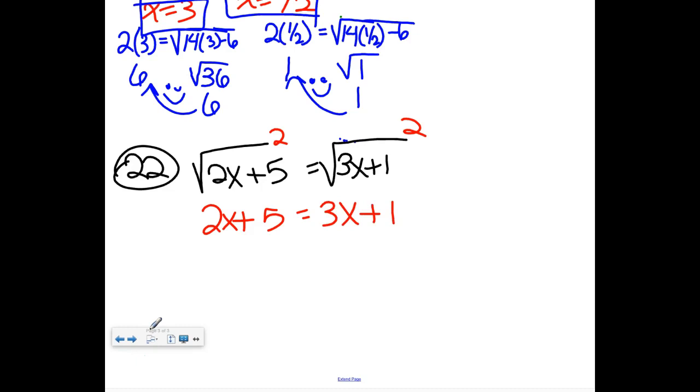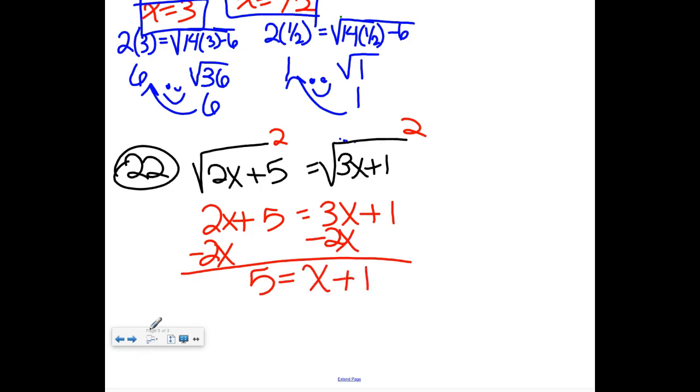Okay. Now I'm going to solve. I like these problems because there's a lot of right ways to do it. I'm going to get my x's together first. If you've already started solving this one and did it a different way, that's fine. So I'm going to minus 2x on both sides. I now have 5 equals x plus 1. I'm going to subtract 1 from both sides, and x is going to equal 4.